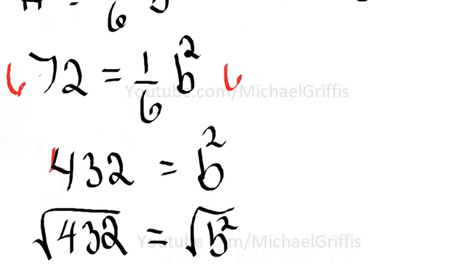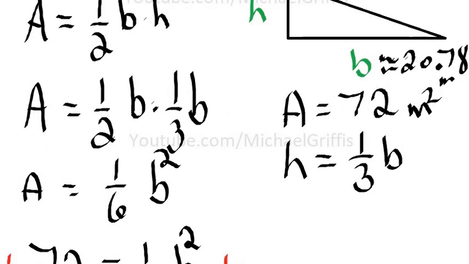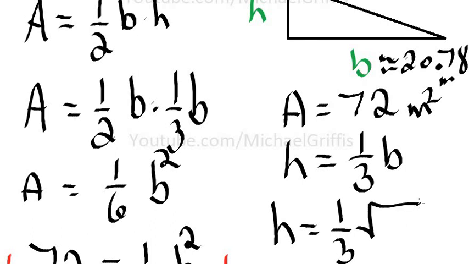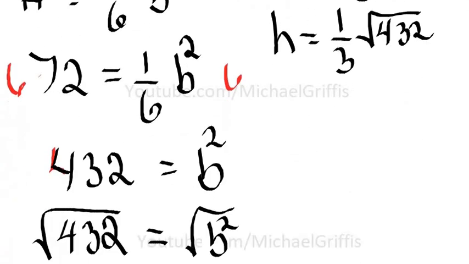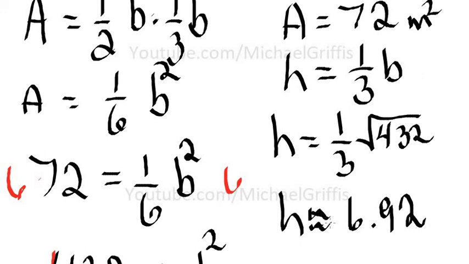Now, if we're going to find the height, what we need to do is use this square root of 432. This way we don't get any round off errors. Square root of 432, you can plug that into your calculator. So we have the square root of 432 times 1/3, and I'm getting a height of 6.9. We'll round to 2 decimal places.